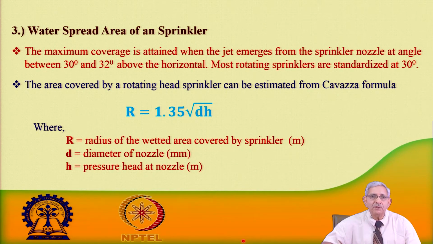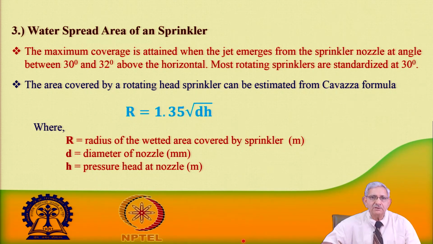Now, water which is coming out of the sprinkler nozzle, because it is a rotating edge sprinkler nozzle, it is forming a circle. So, the maximum coverage is attained when the jet coming out of the sprinkler nozzle is at an angle between 30 to 32 degree above the horizontal, and normally 30 degree is used for rotating edge sprinkler system.